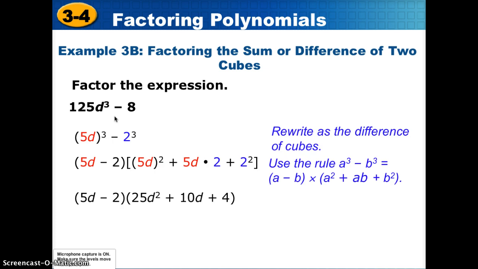Here's the result of our factoring using the pattern for difference of cubes. If you have any question about how this works, stop by for extra help or ask in class.